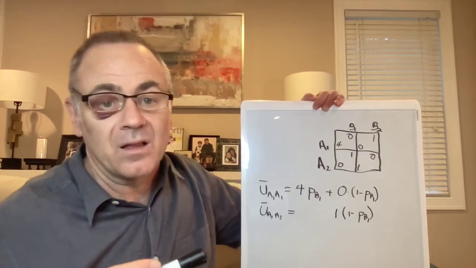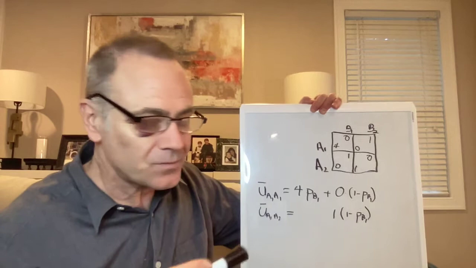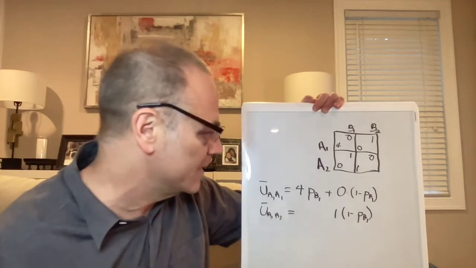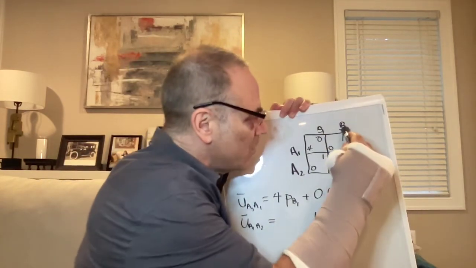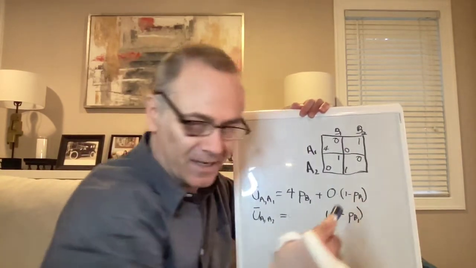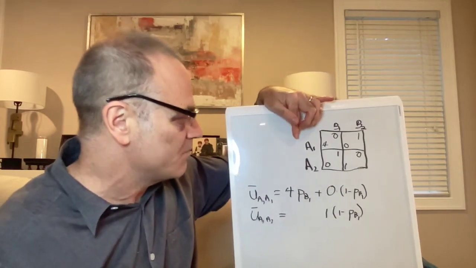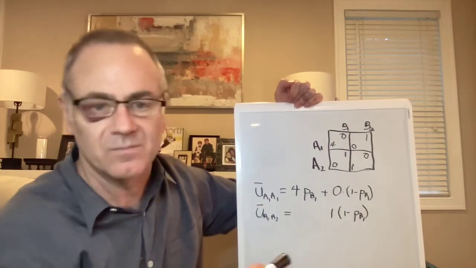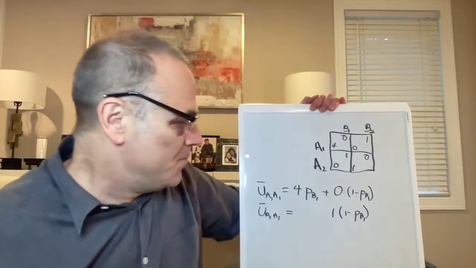Now, I think the best way to think about this is there's a P_B1, and the probability that he plays B2 is just 1 minus P_B1. There's going to be something similar for player A. Player A is going to have P_A1, and then 1 minus P_A1 is the probability he plays A2.